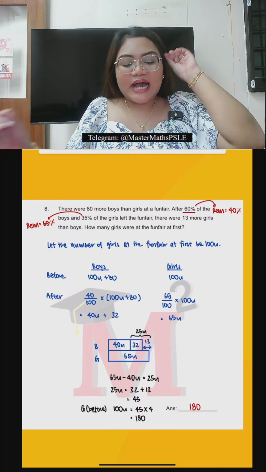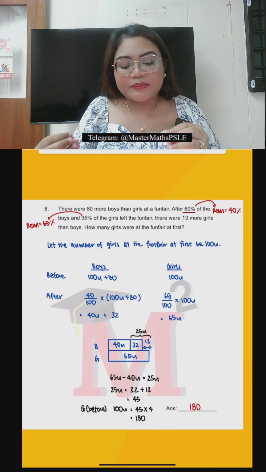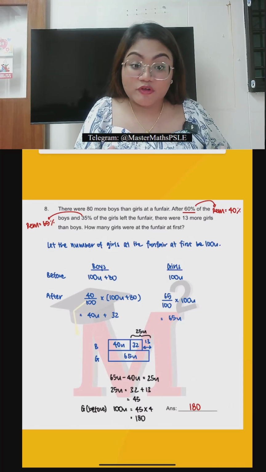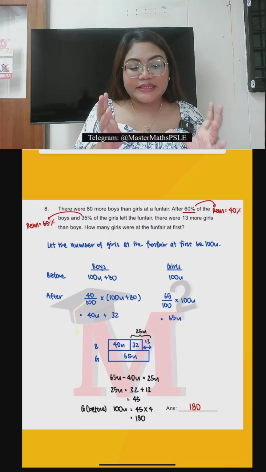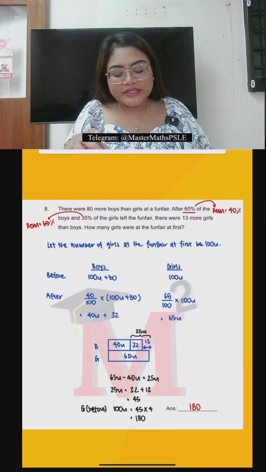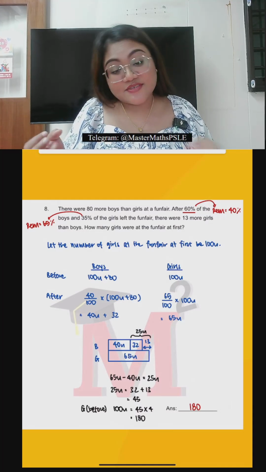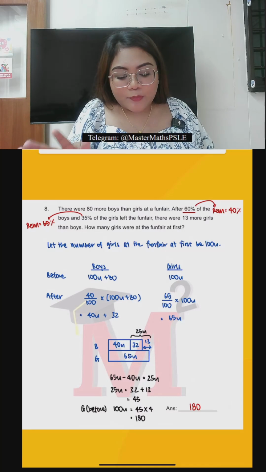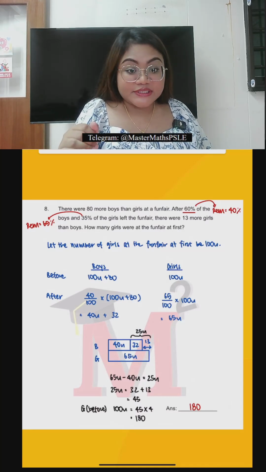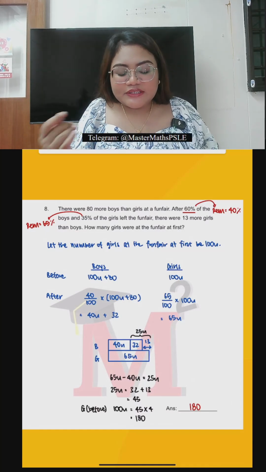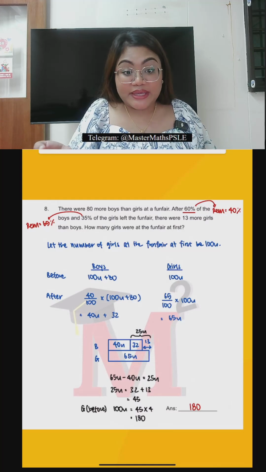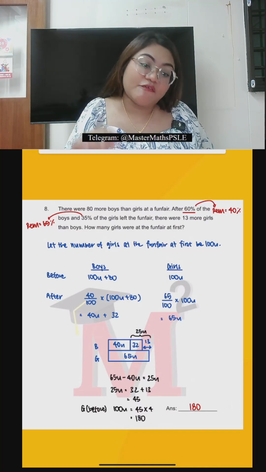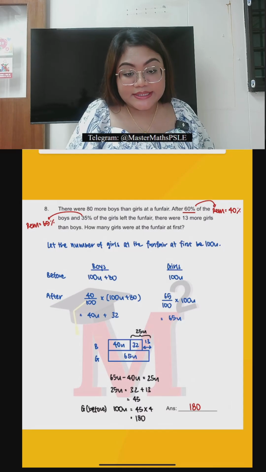Now, at the end, if 60% of the boys left, the balance must be 40%. So that's how I see 40% as 40 over 100 of those that were there at first. I take 40% of 100 units, that's 40 units, and 40% of 80, that's 32. So at the end, the boys have only 40 units and 32 left. For the girls, if 35% left the funfair, the balance that remained must be 100 minus 35 to give us 65%. So 65% of 100 units of those who were there originally will be 65 units.